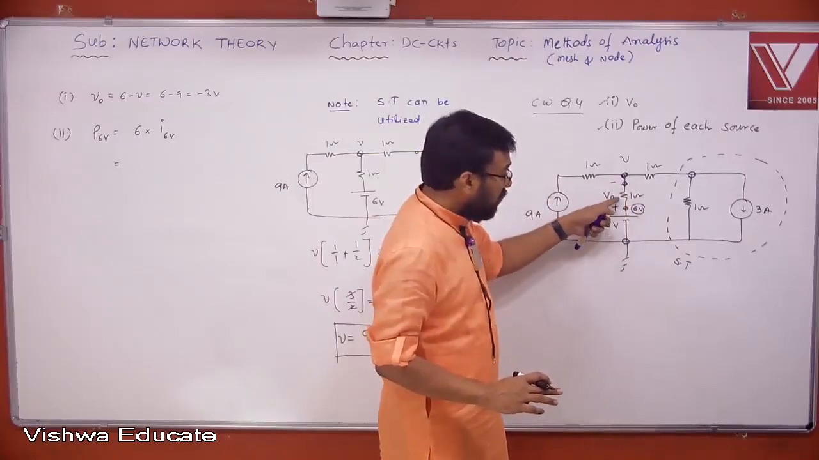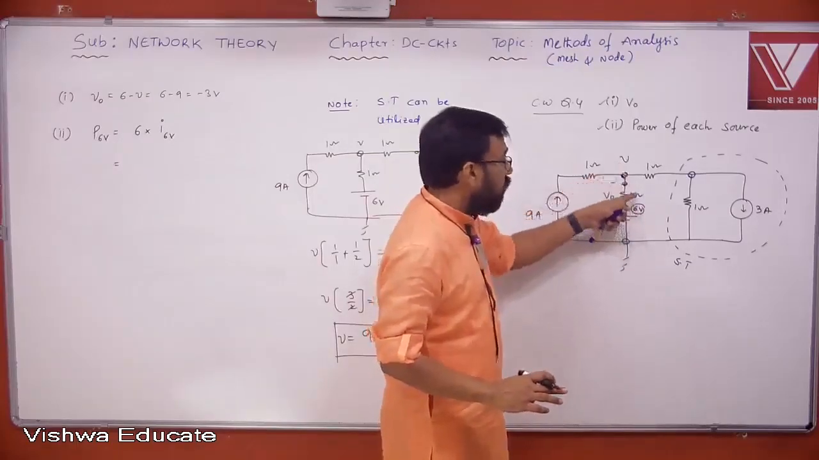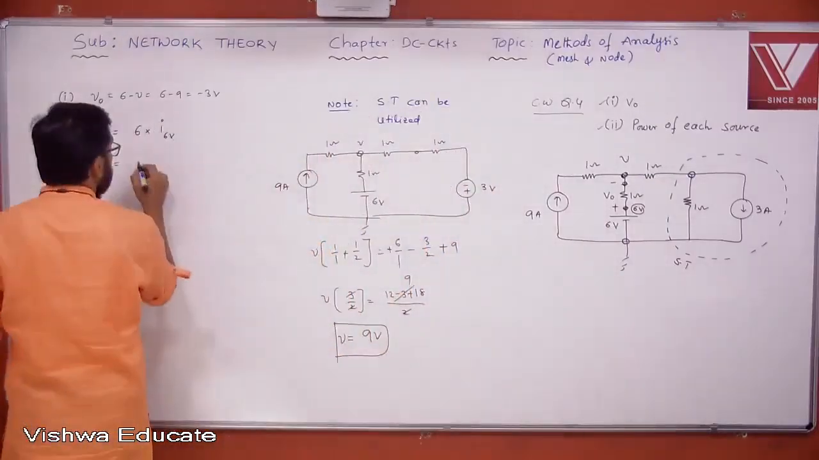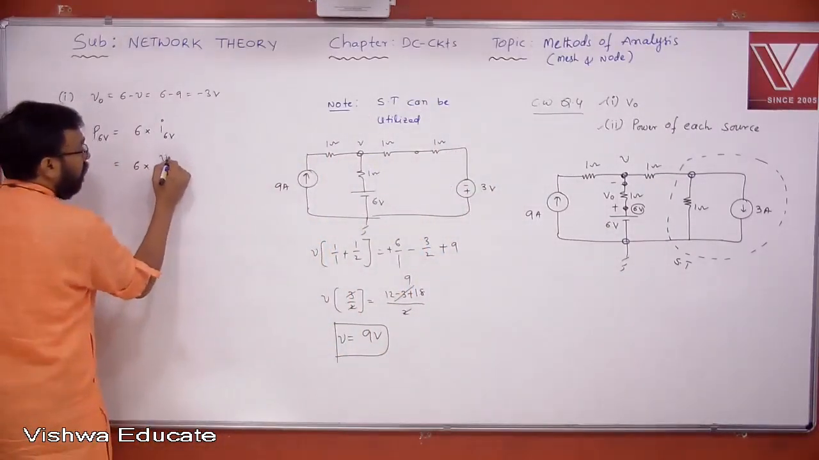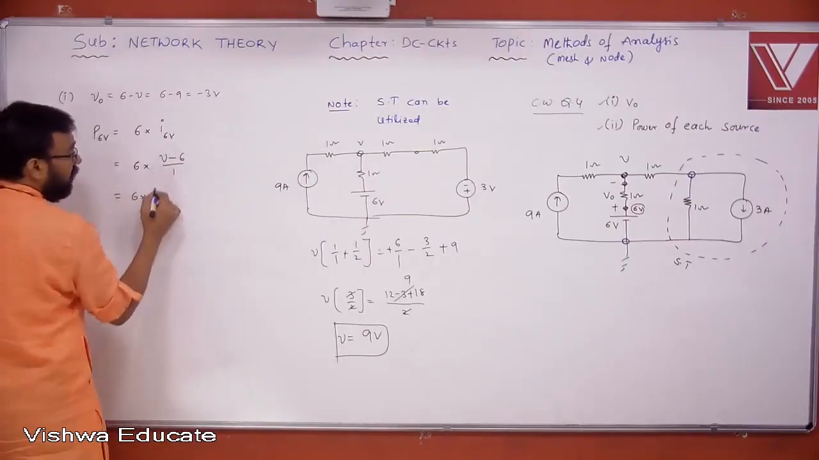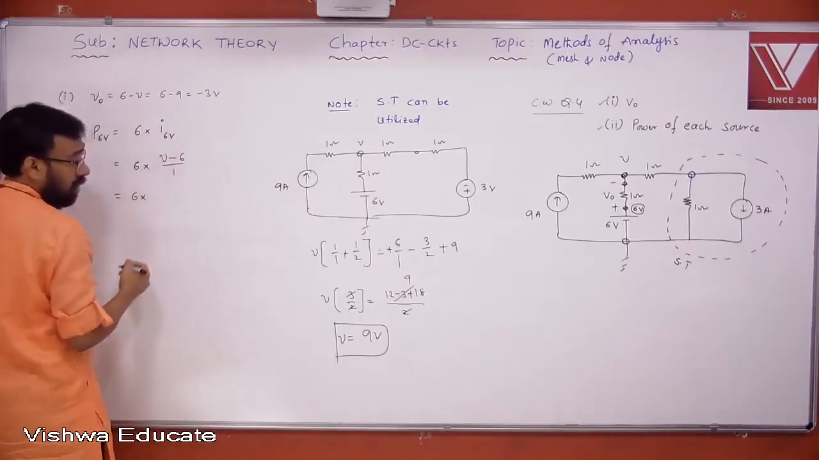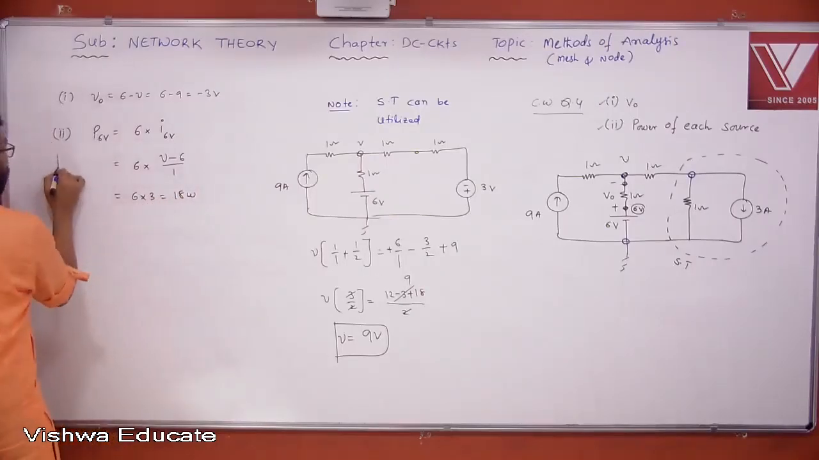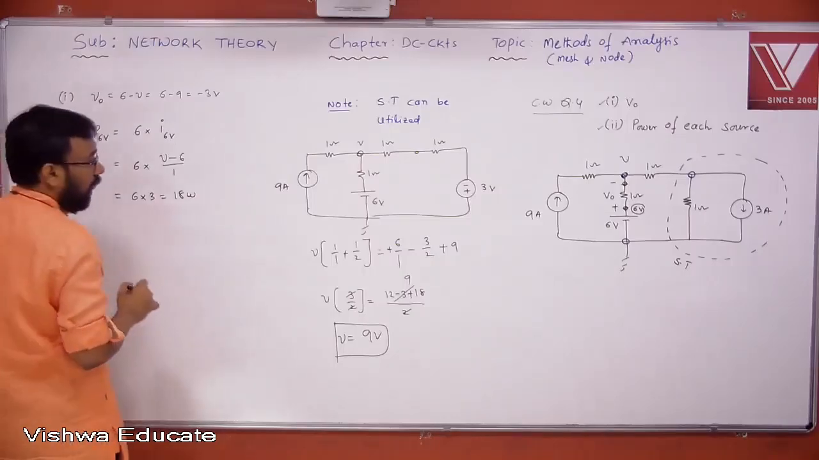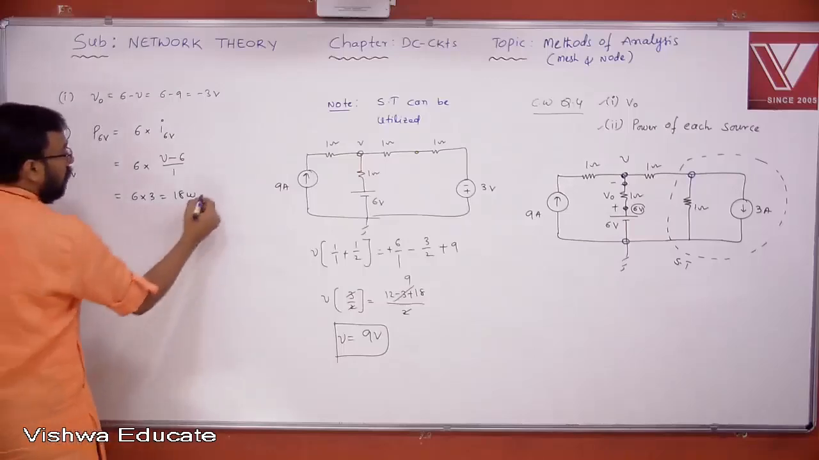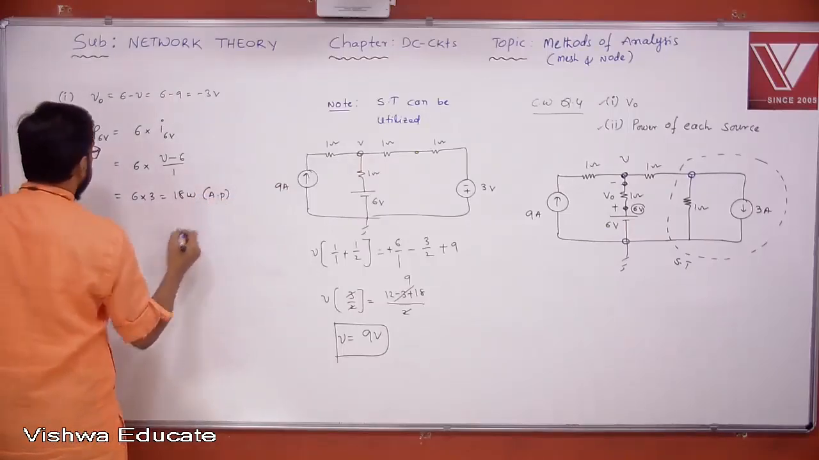Yes or no? Current, what is this actually here? V minus 6 by 1. That is in the downward direction because you are taking V greater. Therefore, 6 into V minus 6 by 1. V is 9, 9 minus 6 is 3. Therefore, 18 watt. But what is the current direction in this source? Is it downward or upward? Downward, yes or no? Downward means it is absorbing the power, right? Because current is entering the positive terminal, it is absorbed power.